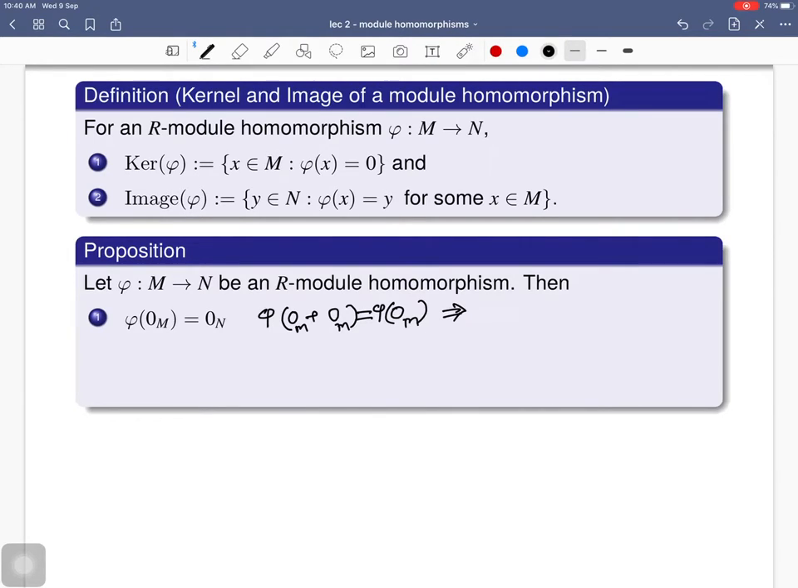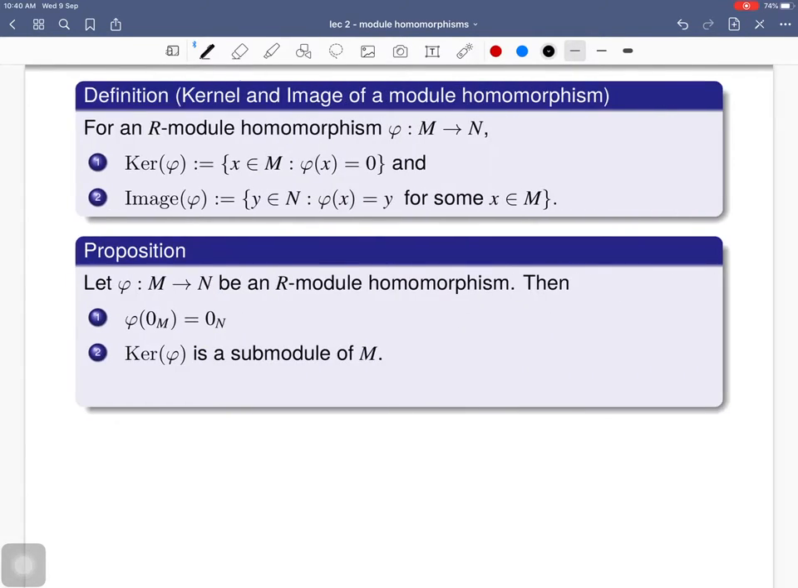And since phi preserves addition, so phi of 0, I will just write 0, phi of 0, that is same as phi of 0. And from here you will get phi of 0, that is just 0 element of N.